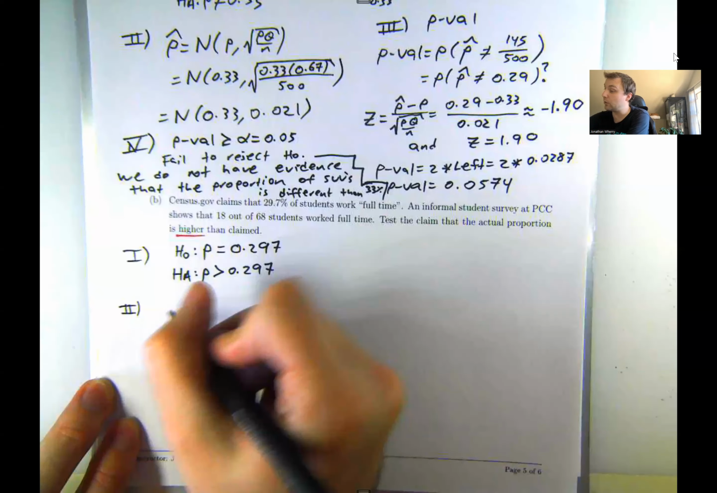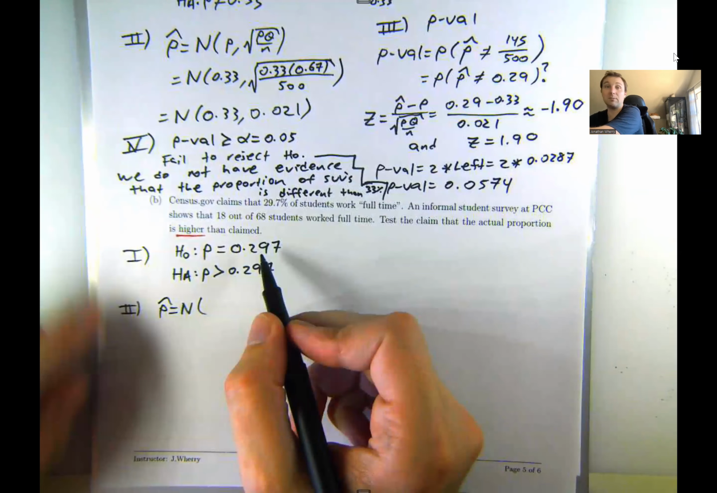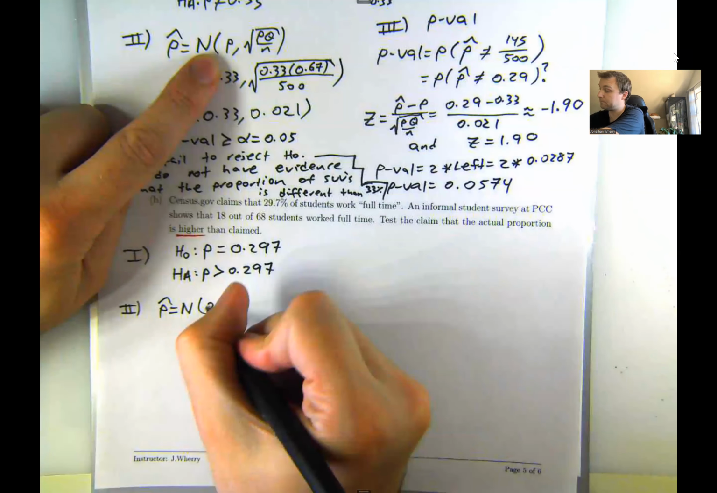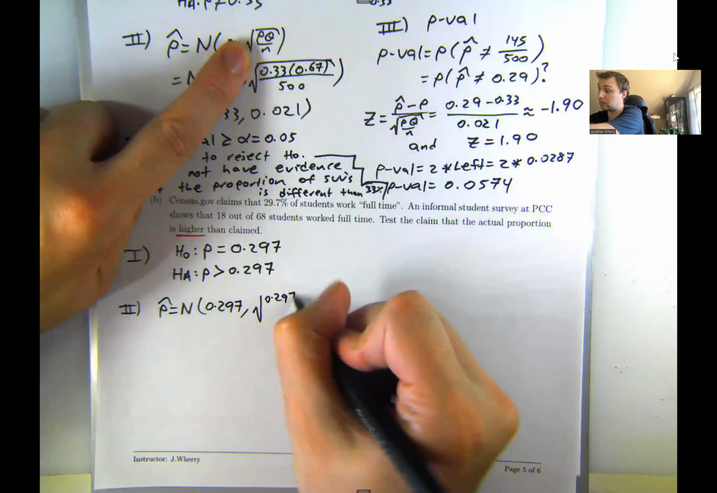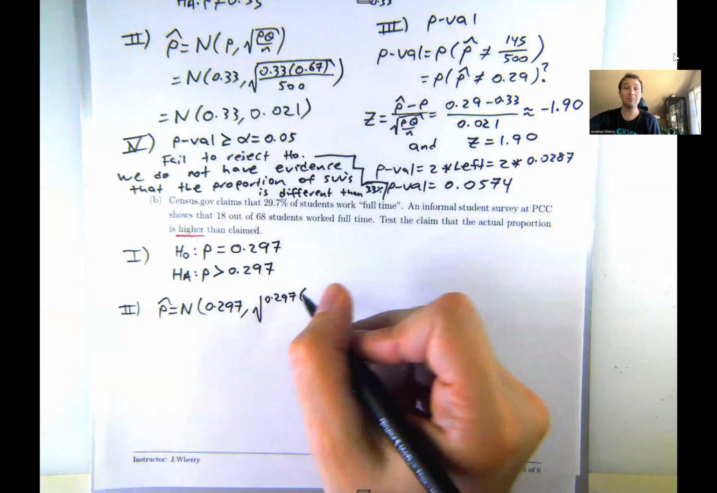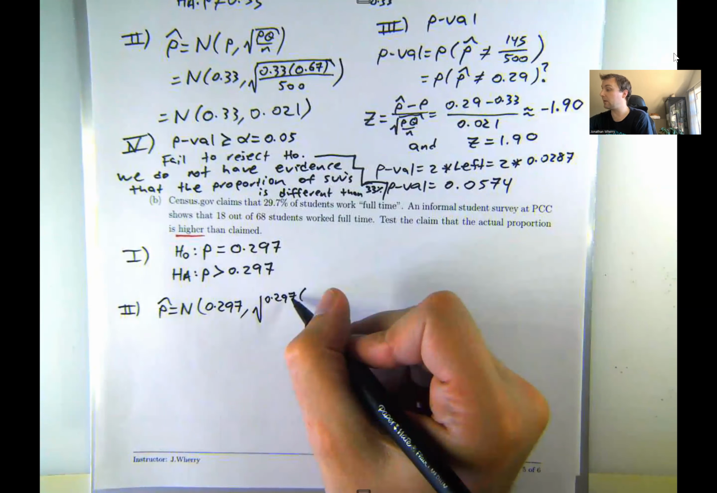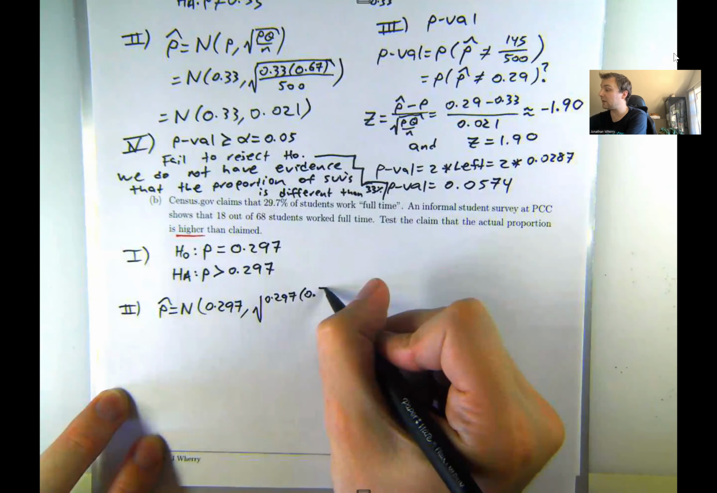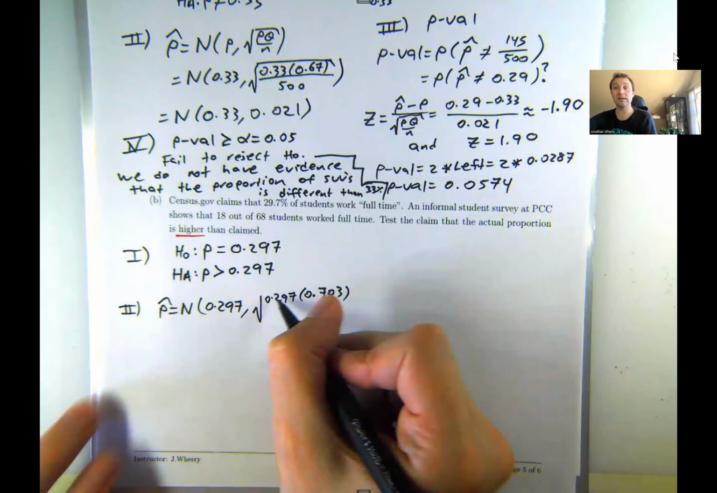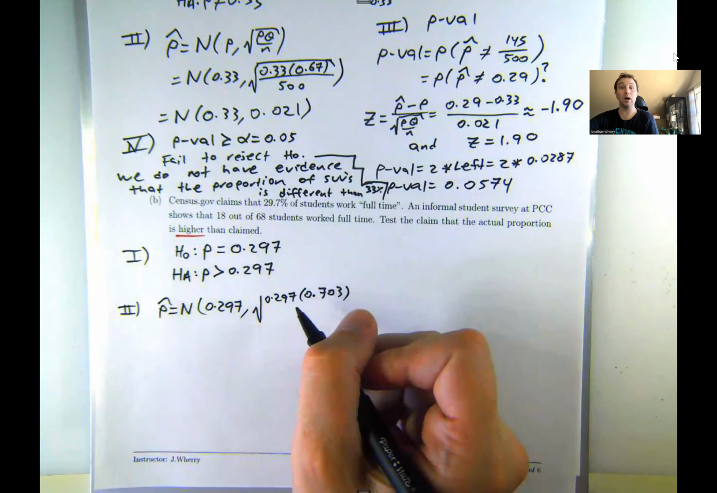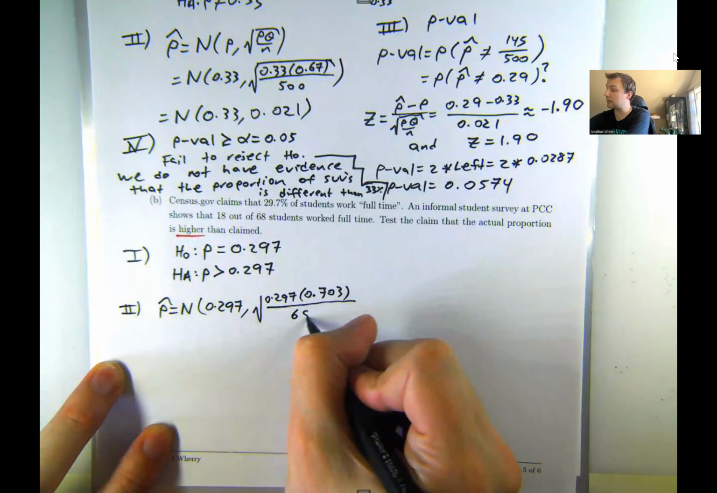Our model is going to be based off of this null hypothesis value. And I'm going to plug that in for our P. I'm going to plug that in for our P again. And our Q is going to be 1 minus, or complements. So if I do 1 minus 0.297, that gives me 0.703. 70.3% and 29.7% add up to 100%. And the number of trials I have here, 68.